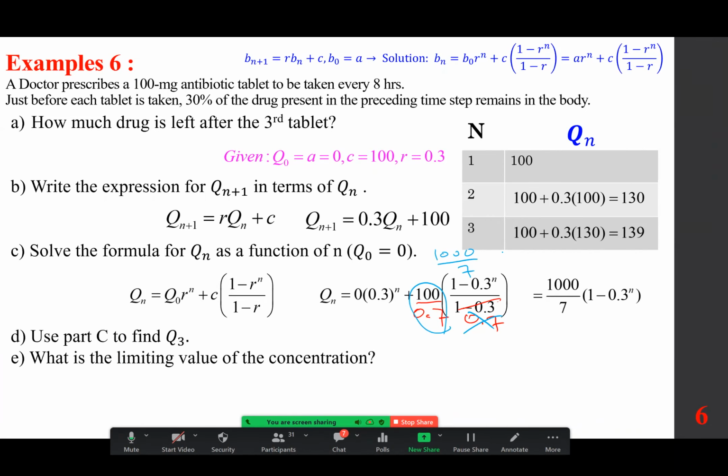Part D says use part C to find Q sub 3, and we've done this before. If we want to find this table in this formula, we use n equals 1, 2, 3. So for Q sub 3, simply put n equals 3. I'm going to leave it for you to check to make sure you get 139. Plug in. We want to find the limit.